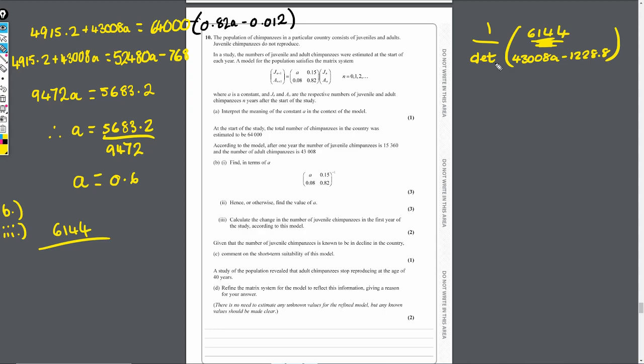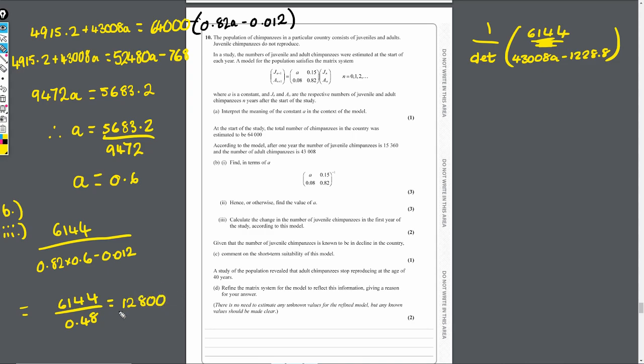And then using that number, we can just work out the change in the number of juvenile chimps. So this will be 0.82. So it was 0.82A, so that's 0.6 for A, because that's what we worked out here, minus 0.012. Okay, put this on your calculator. What you'll get is 6,144 divided by 0.48. And if you put that in on your calculator, what you get is 12,800. So there were 12,800 chimps.